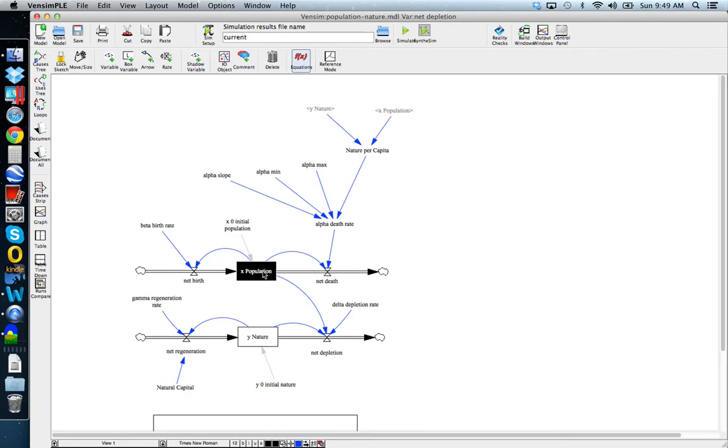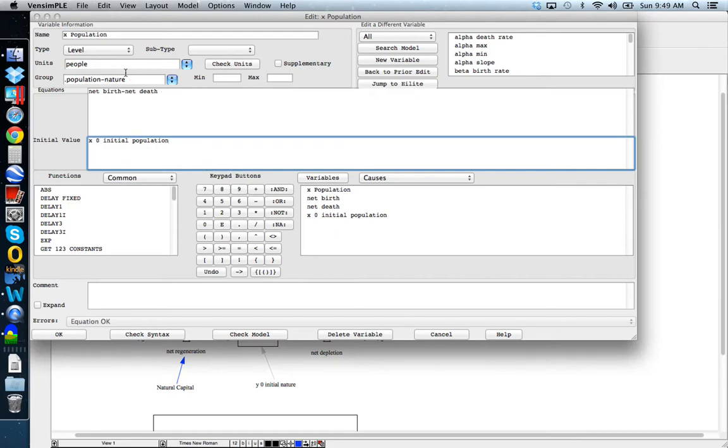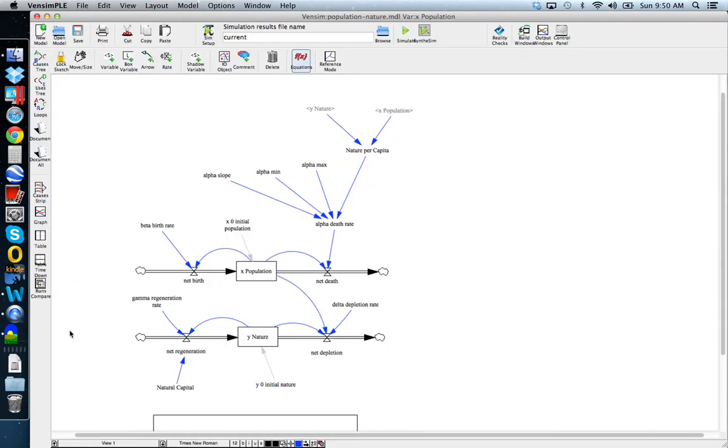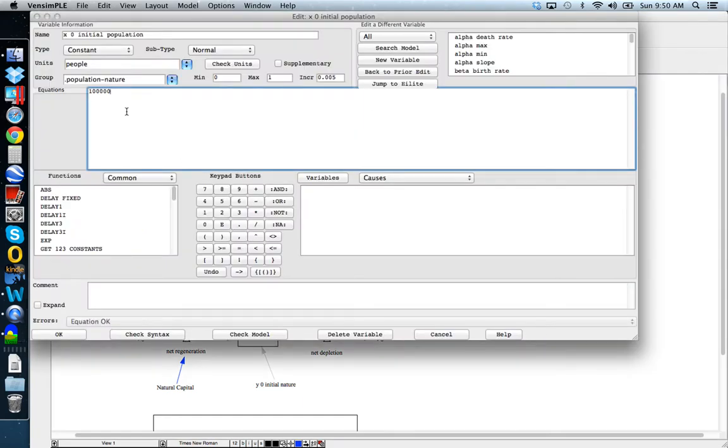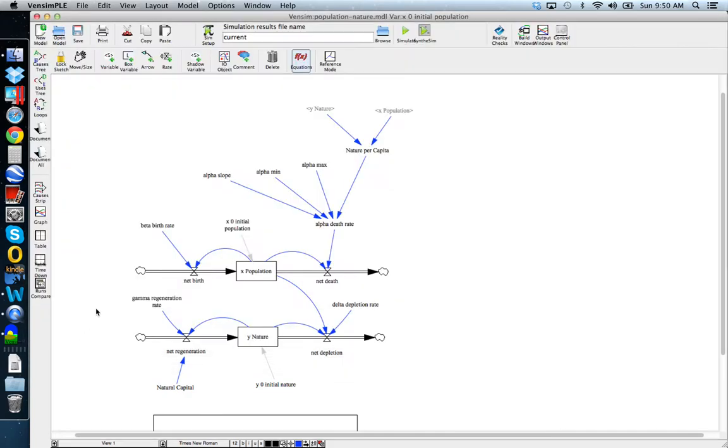Anyway, start with population, and population is a stock. It's got units of people, and it's driven by the births and the deaths, the difference between the two, and it's got an initial value for population. Okay, that initial value of population in this case, it's here, and for the purpose of argument, it's 100,000 people to begin with. Okay, you can change that and see what happens.